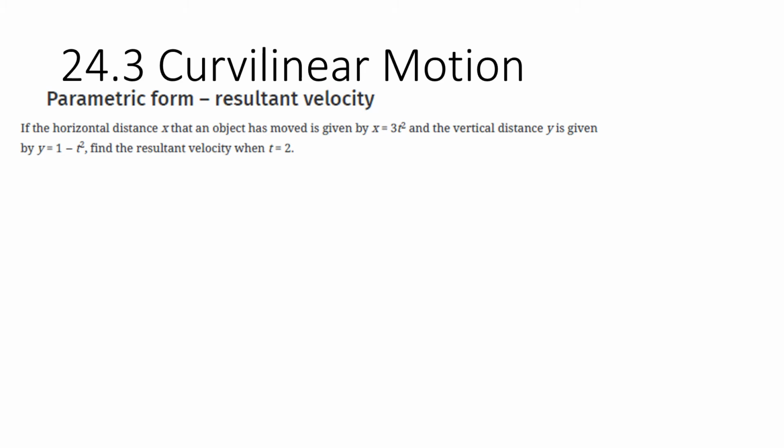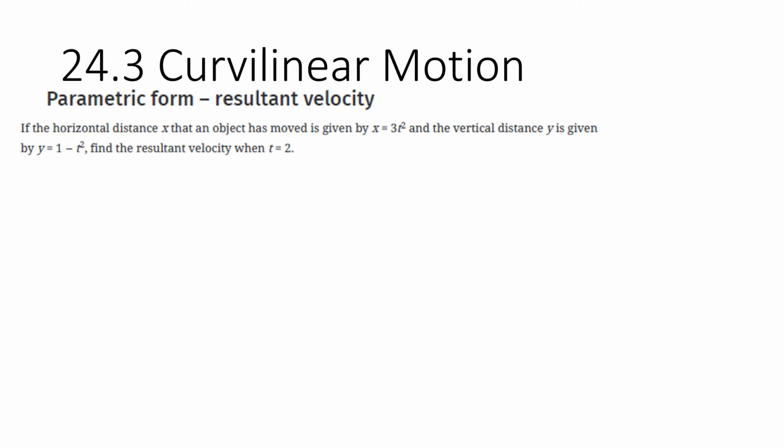In other words, it's not y equals some function of x. It's really both x and y are functions of a third variable, a parameter. In this case, it's time. So if I could say that the horizontal distance that the cannonball moves is given by some function x equals 3t squared.